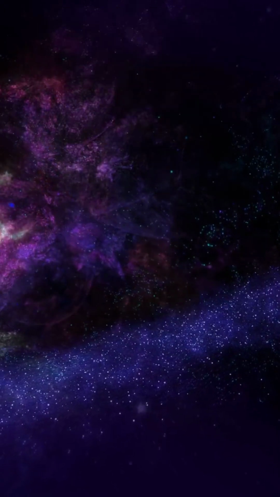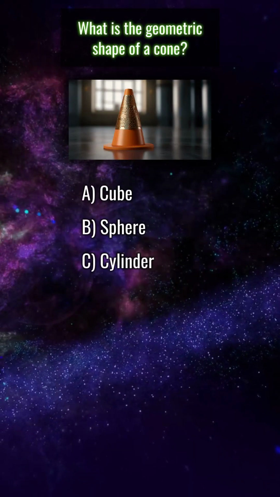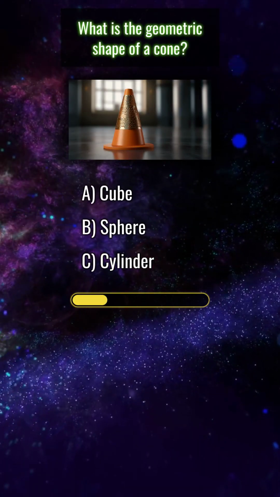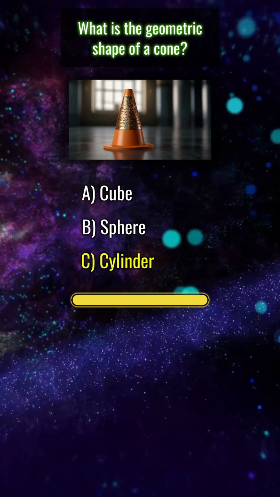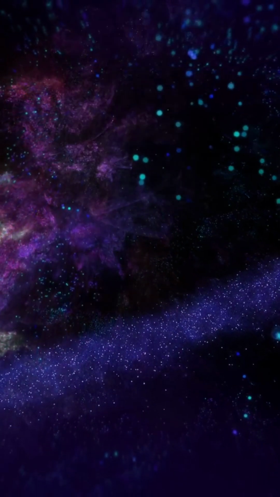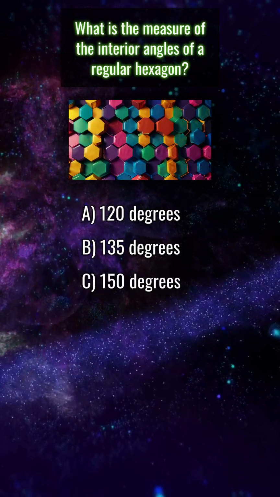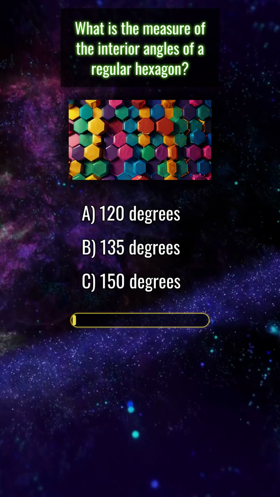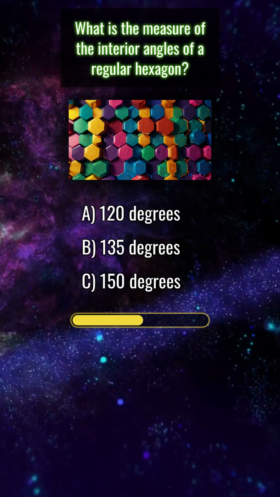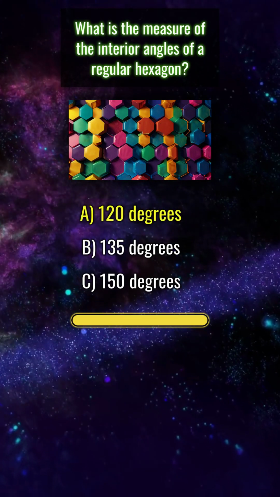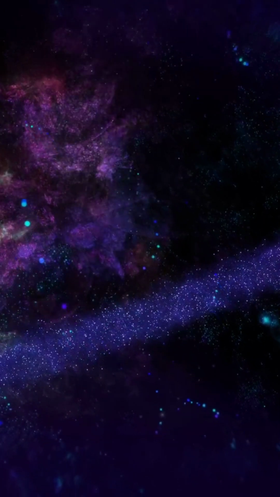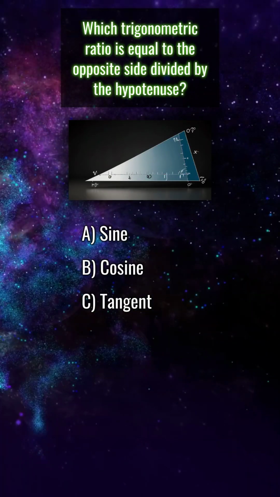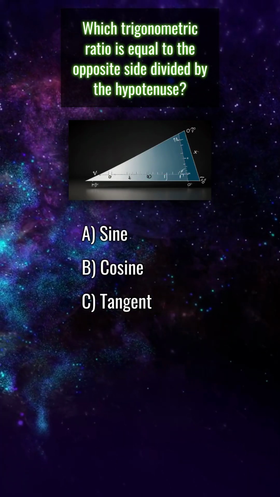A. 4. What is the geometric shape of a cone? C. Cylinder. What is the measure of the interior angles of a regular hexagon? A. 120 degrees. Which trigonometric ratio is equal to the opposite side divided by the hypotenuse?